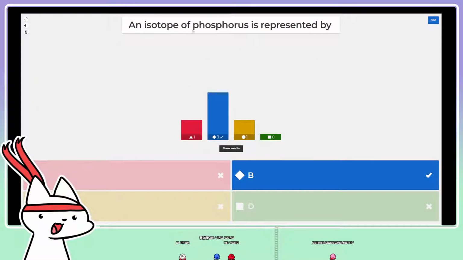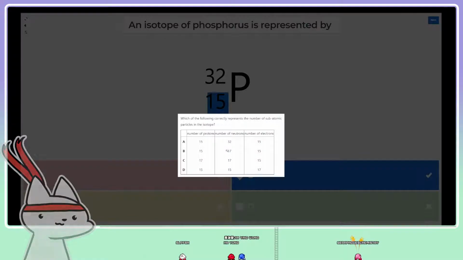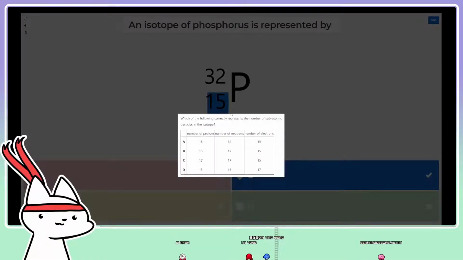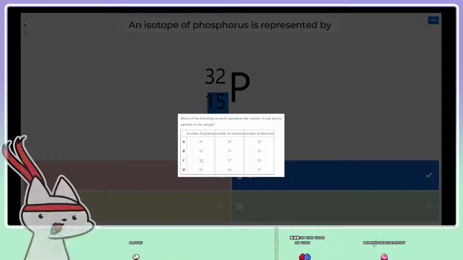Nice. Okay, in this kind of question, what I will do is I look at the proton number first. Since it's 15, the answer automatically can either be A, B, or D. So C is automatically out. There's no charge, so electron should also be 15. So the answer should be between A and B.